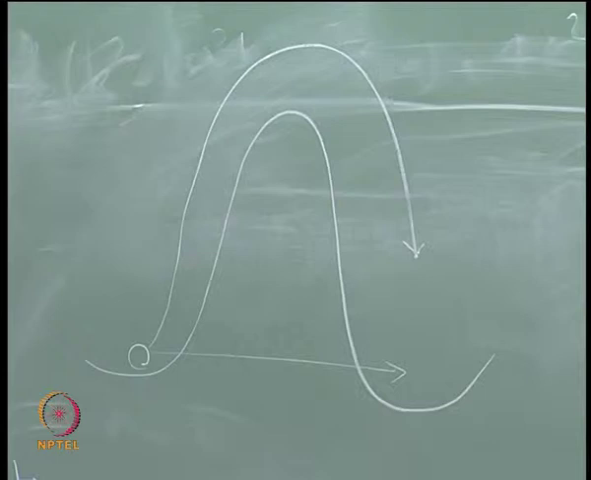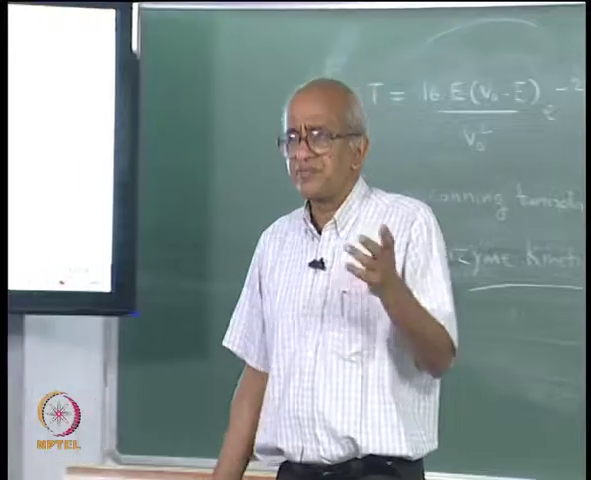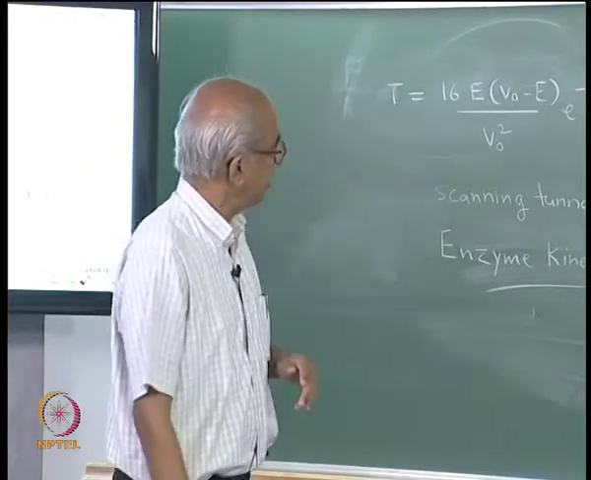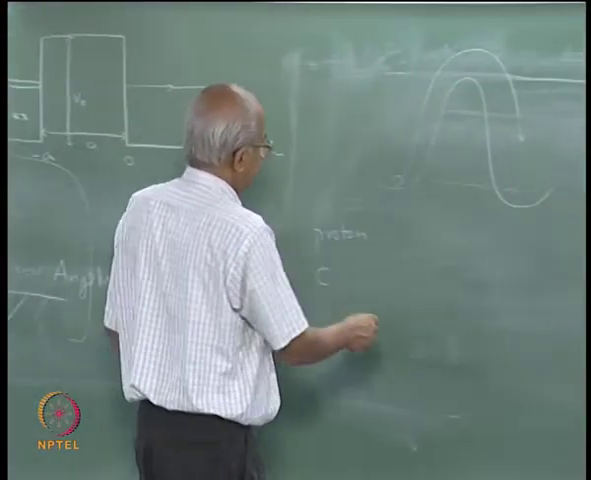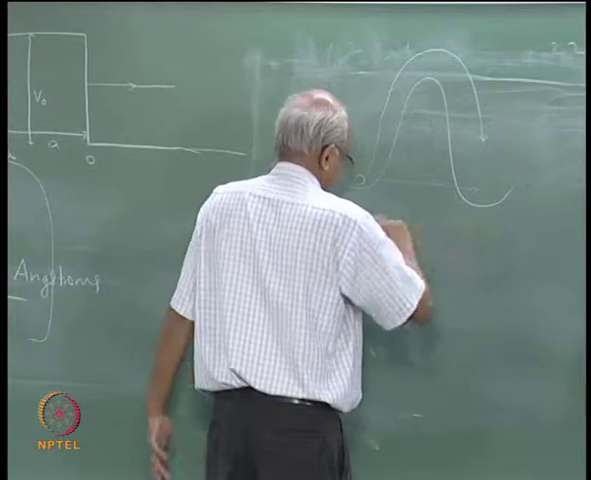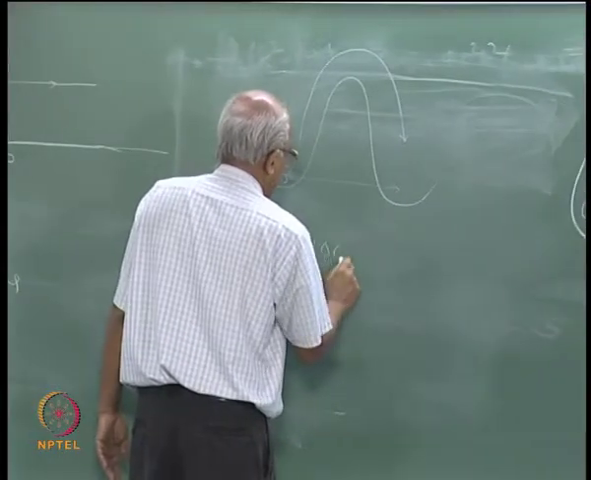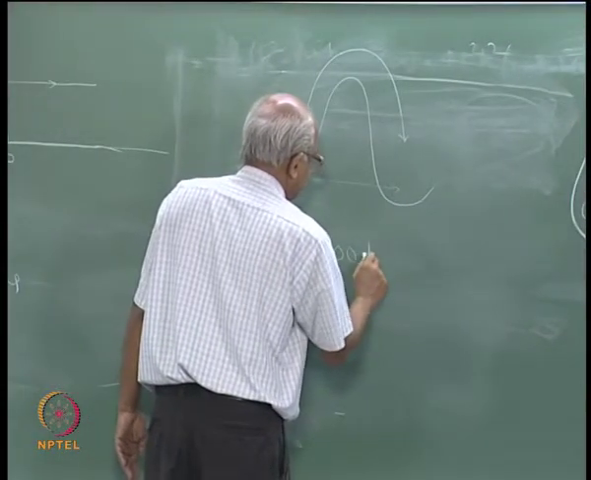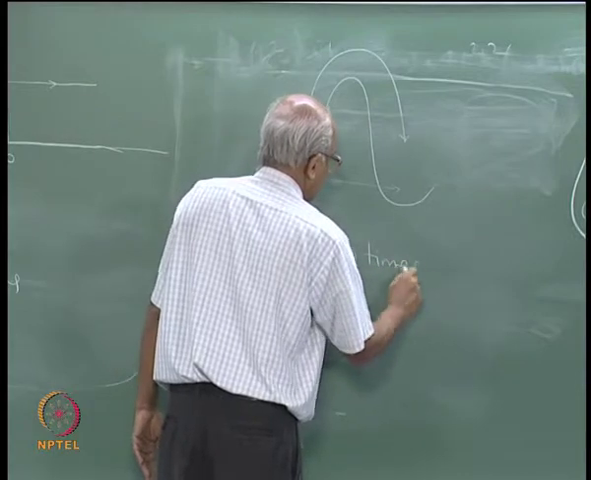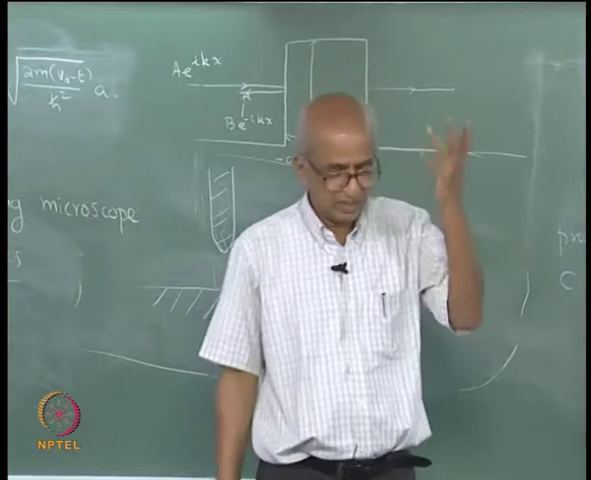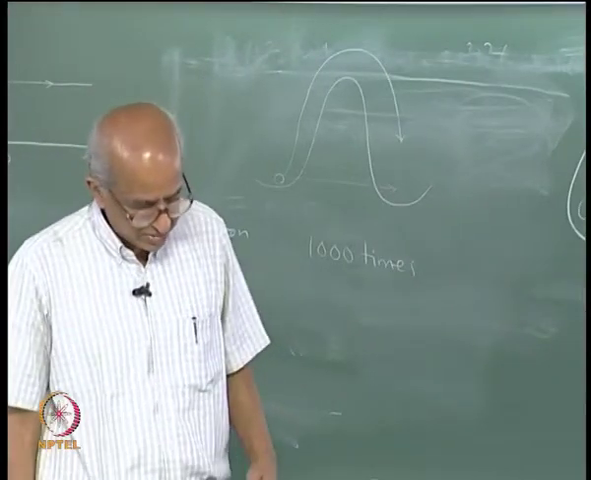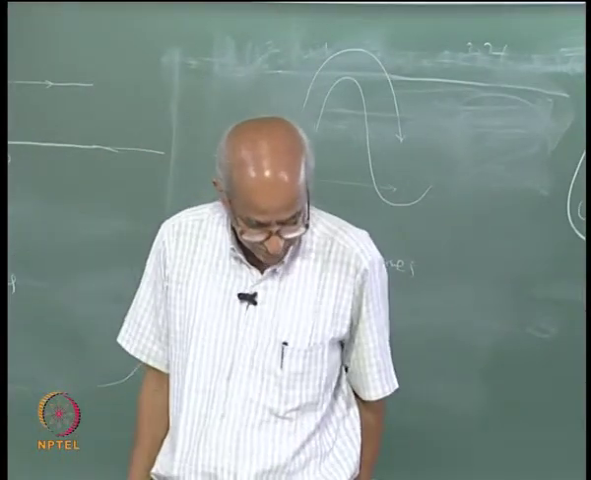And it has been suggested that this occurs in enzyme kinetics, and that tunneling actually speeds up the reaction by perhaps about 1000 times. So, that is another very interesting system where tunneling occurs.